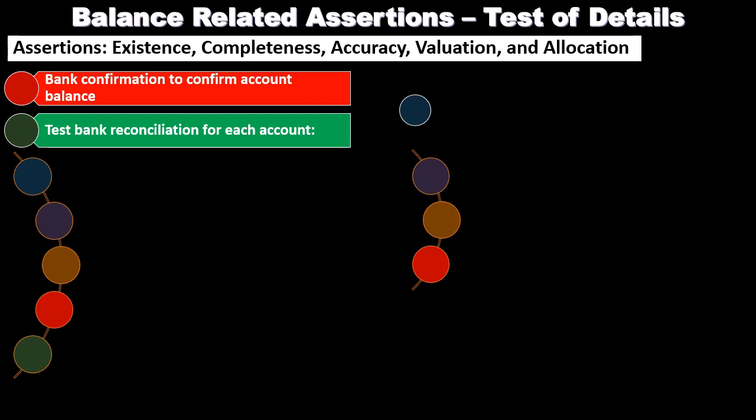So we're going to have to test the bank reconciliation for each account then. For each cash account, we have to have a bank reconciliation. The company should be doing bank reconciliations. If they're not, that's a pretty large deviation from internal controls over cash. So remember what the bank reconciliation does. It's going to take the balance on the books if it's a 12/31 account.